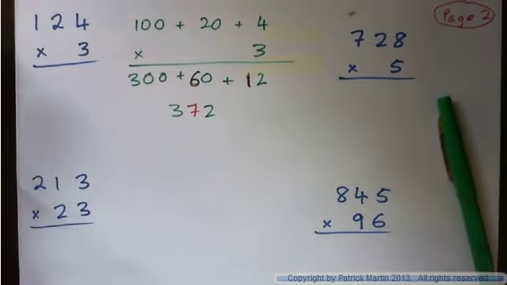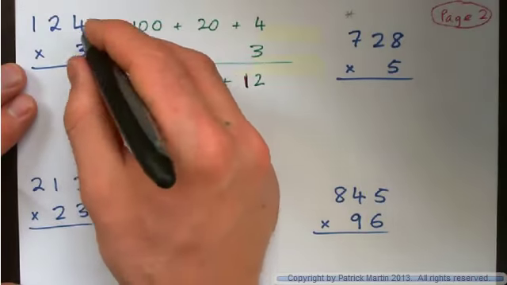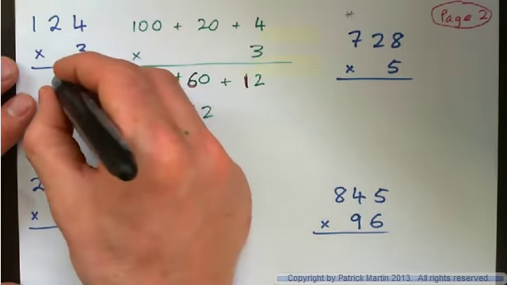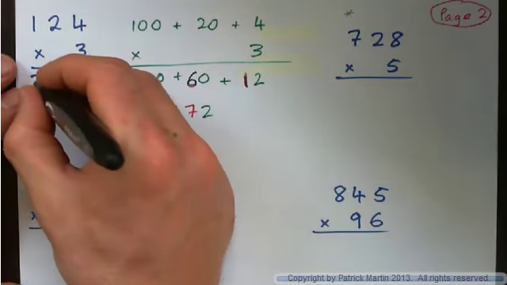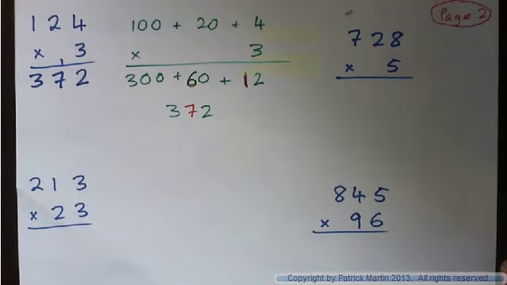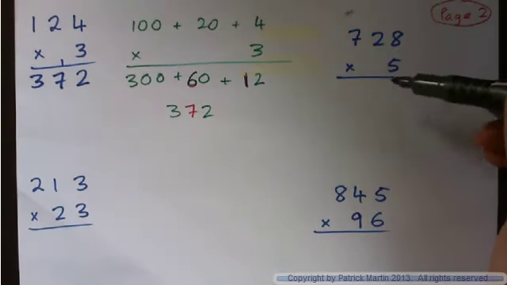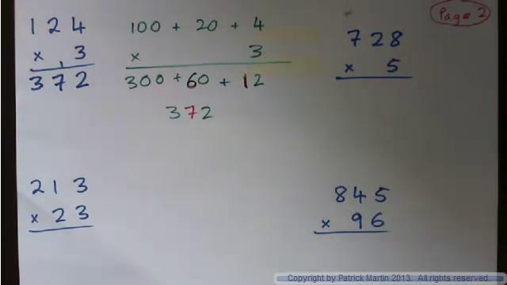So of course it's much easier to do the shortcut method or the long multiplication. 3 times 4 is 12, carry the 1. 3 times 2 is 6, and 1 is 7. So 7 tens, and 3 times 1, 300s, 372. Okay. So press pause on the video and do this one yourself. 728 times 5. Write down the answer.